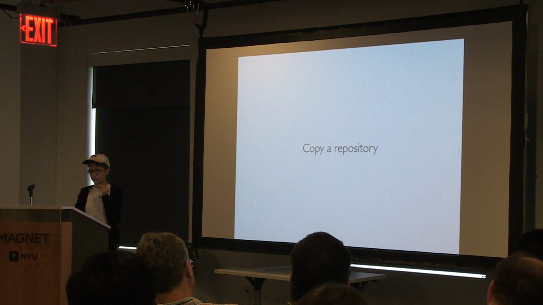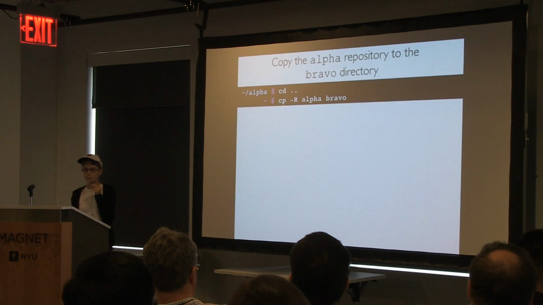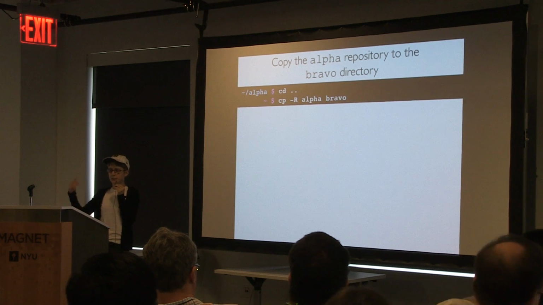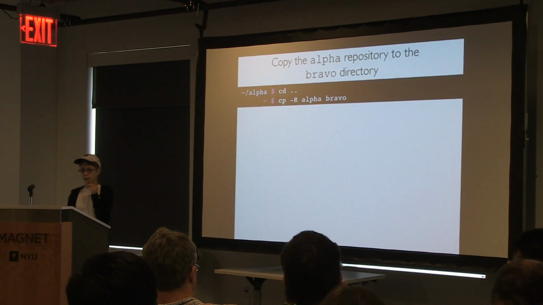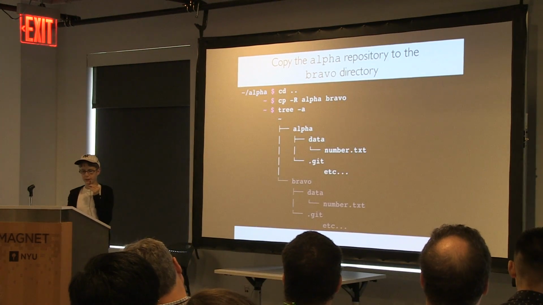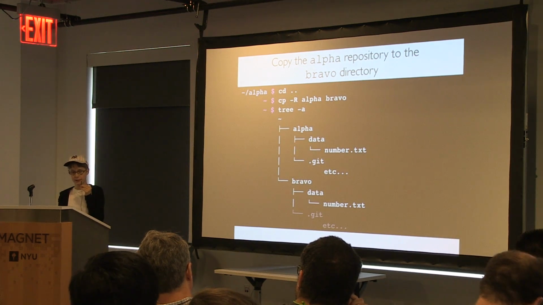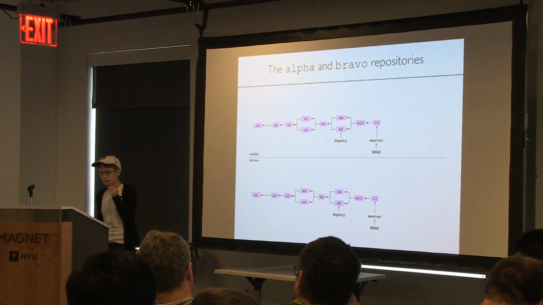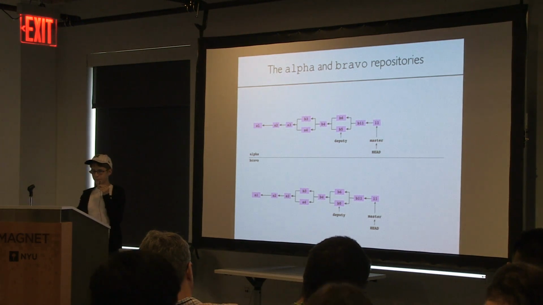Okay? Let's copy a repository. So we're going to use cp to do this first of all, not Git. So we're going to cd into the directory above, and then cp alpha to a new repo called Bravo. So here's what's happened. Alpha had a nice working copy and a .git directory. Now Bravo has exactly the same thing. This is a complete facsimile. Okay. So here's the two, Alpha and Bravo repos. They're both on the 11 commit.